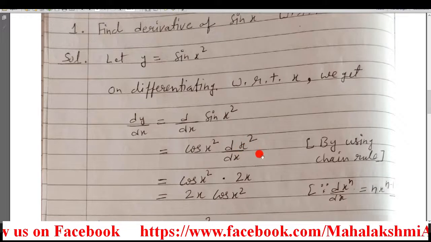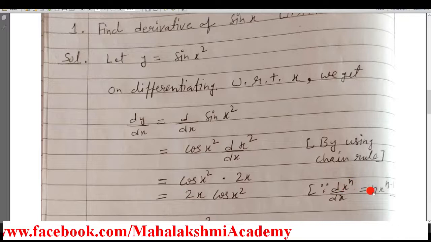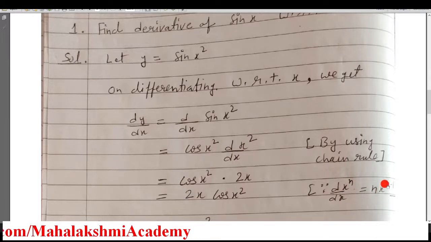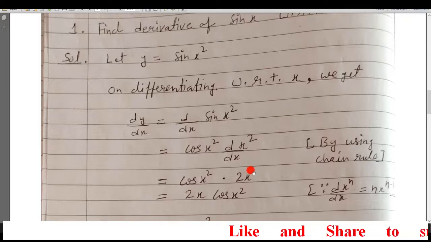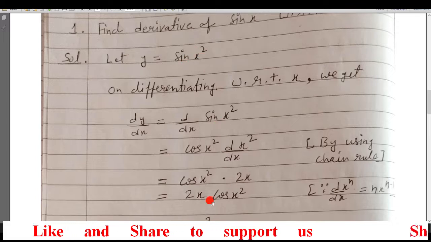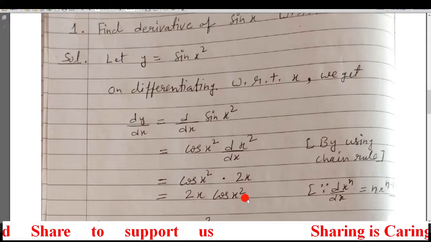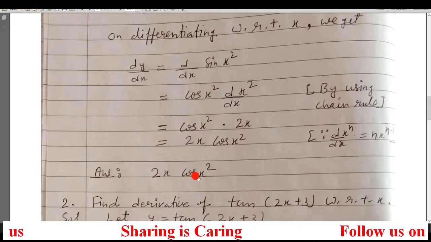Now this x square will behave as x to the power n. So what is the formula of x to the power n? n x to the power n minus 1. So what is n here? 2. That's why 2x, then 2 minus 1. When we do 2 minus 1, 1 will come, so that 1 I avoided. So the differentiation of sin x square is 2x cos x square. So the answer is 2x cos x square.